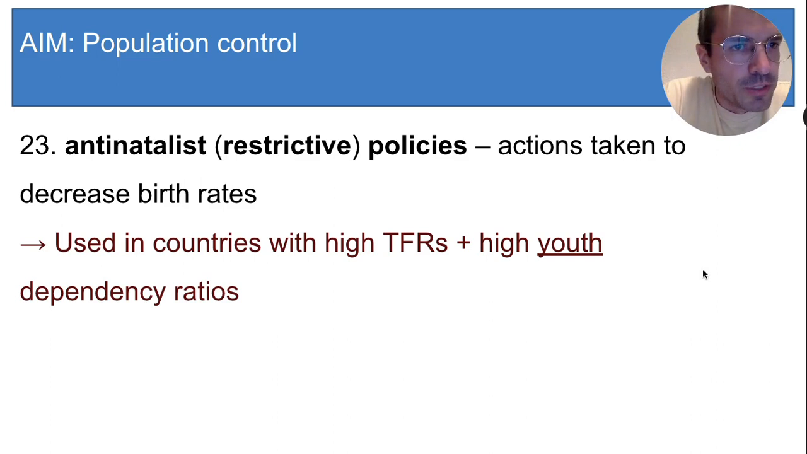Now let's look at the opposite approach, antinatalist policies. These are actions that governments take to decrease birth rates. And we find these being used in countries that have high birth rates and high youth dependency.